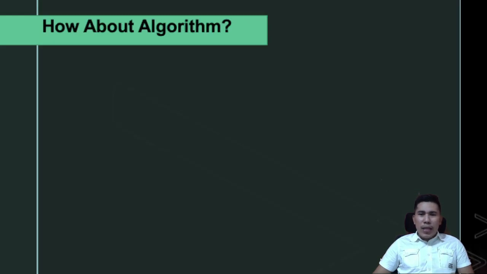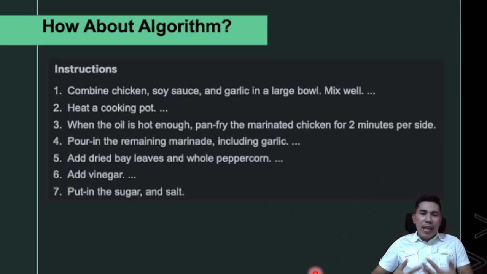All right, how about algorithms? So consider the set of instructions for preparing and cooking chicken adobo. By following the things in order, even though you haven't cooked this before, you would be able to arrive at what it's like to have such a delicious recipe. So basically, an algorithm is a finite set of instructions or logic written in order to accomplish a certain predefined task.